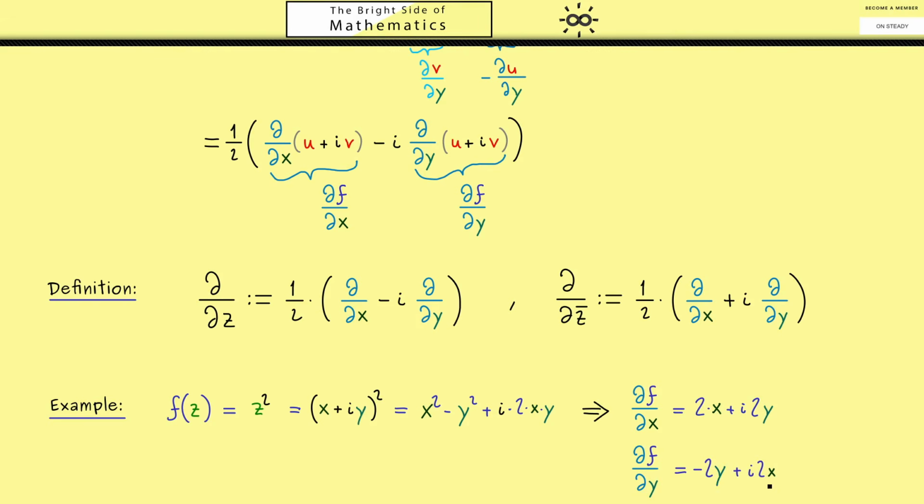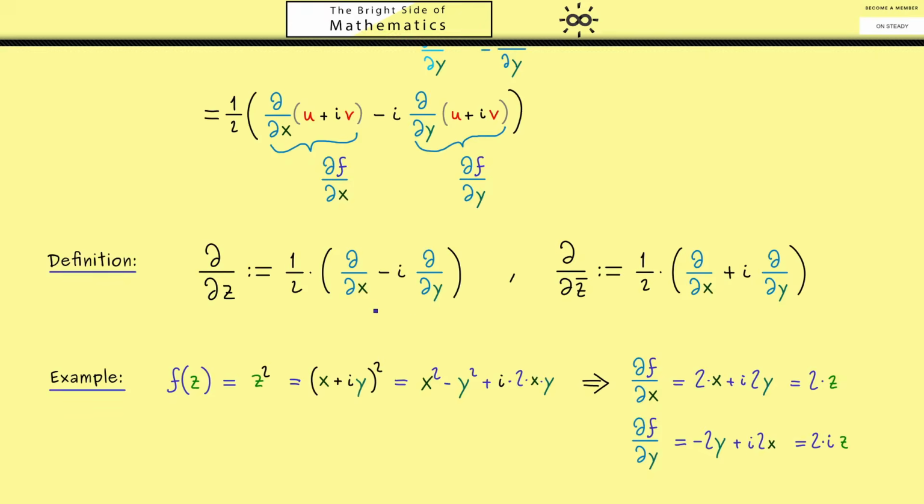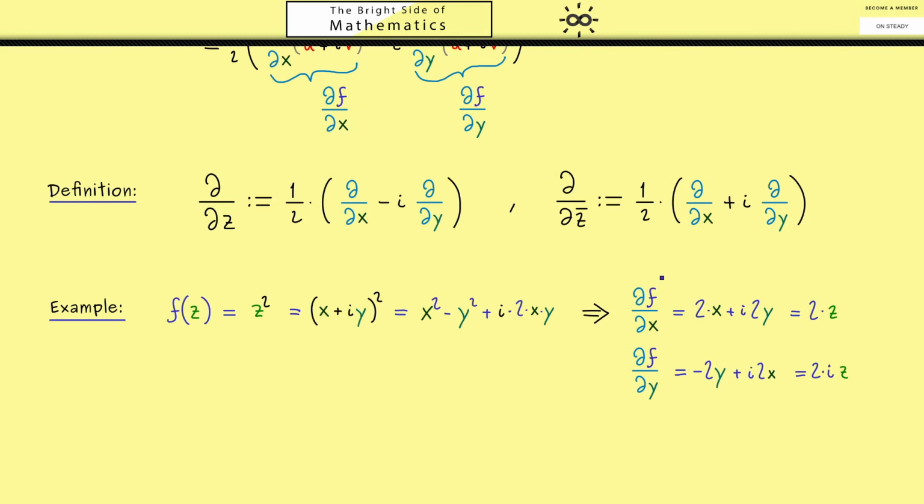Now, both things can be simplified when we just use the fact that x plus iy is the complex number z. Hence, df dx is simply 2 times z. And in a similar way, you see for df dy, we have 2 times I times z. So we can always use that I squared is minus 1. Now, with these two nice short expressions, we should be able to calculate the two Wirtinger derivatives.